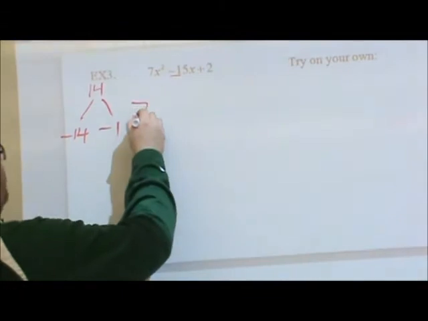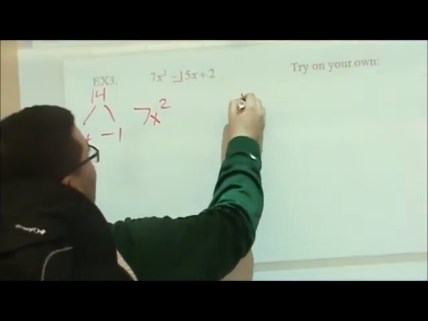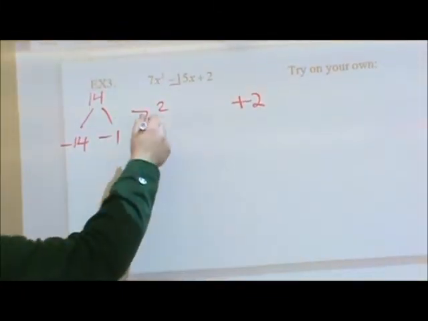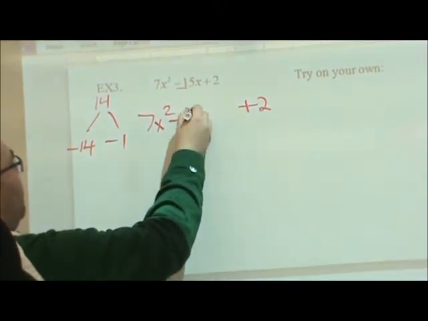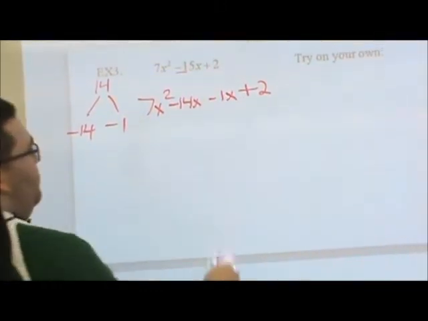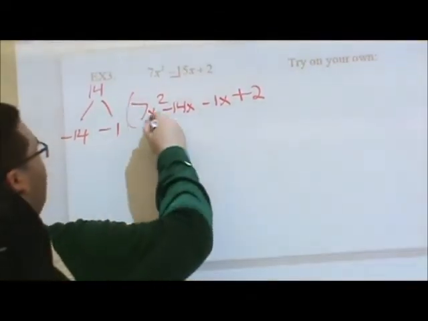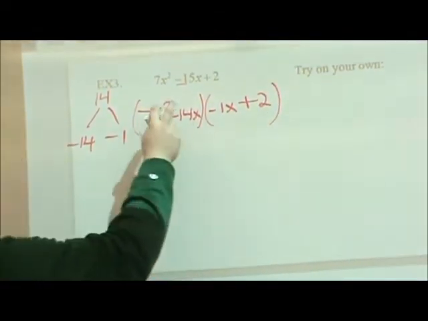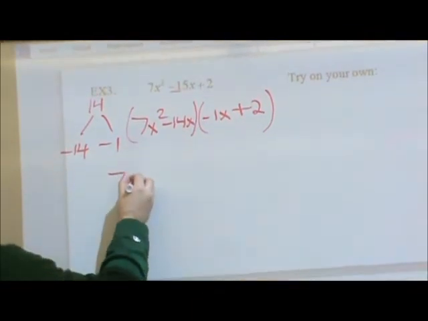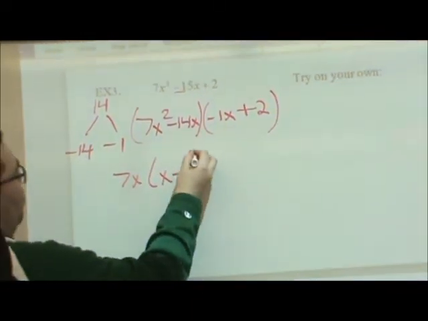The first term, rewrite the last term, and then we put in our rewritten middle term. We've got 4 terms. We're going to group it. Same thing, GCF, 7x, x minus 2.